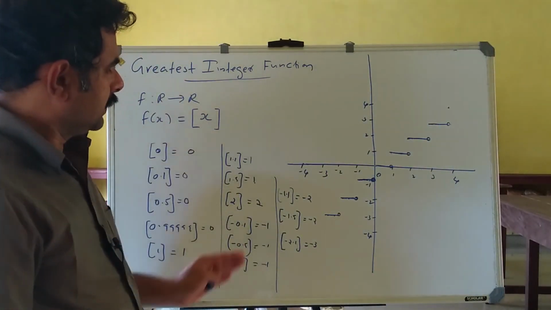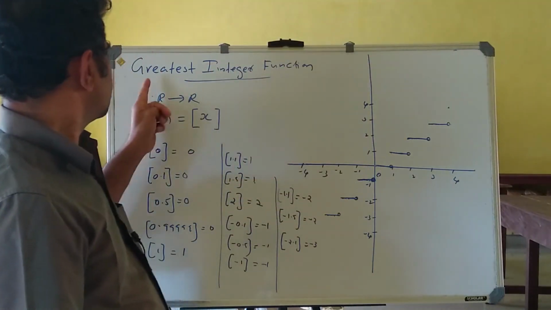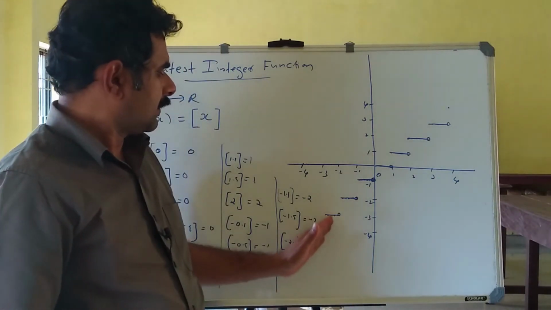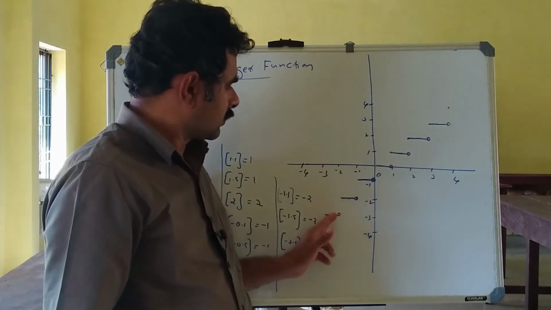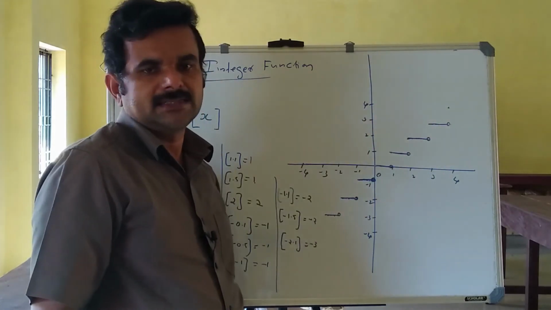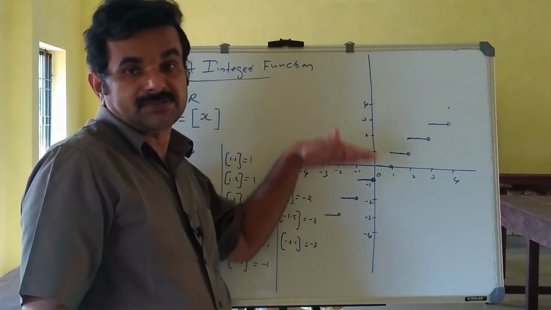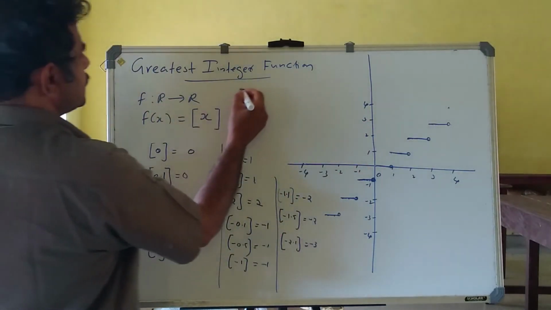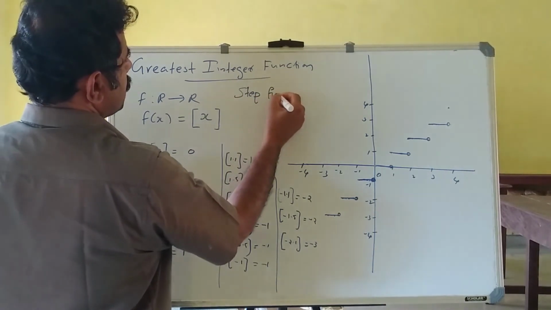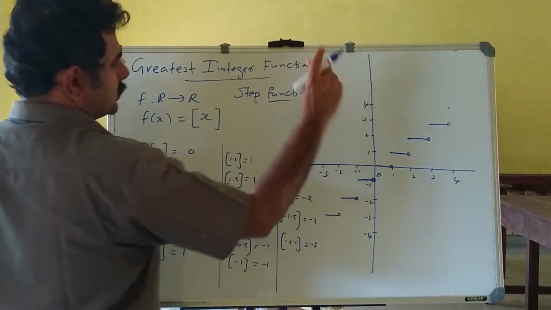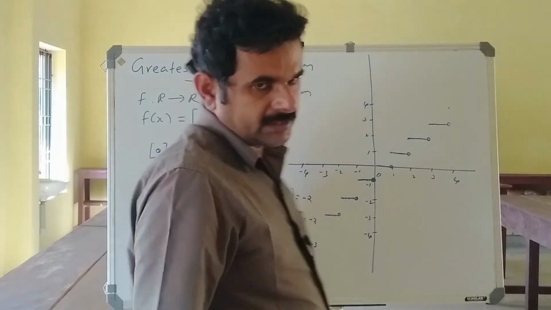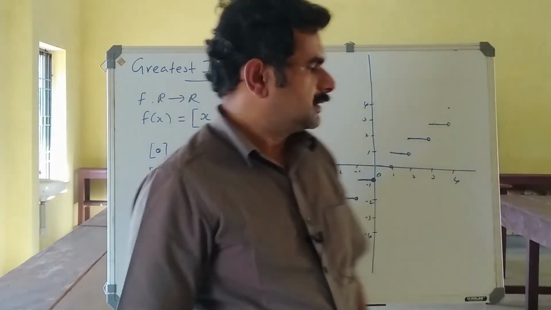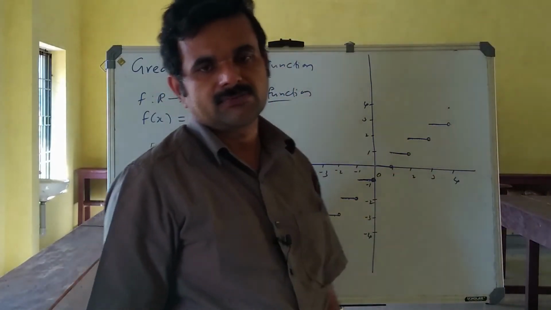Okay. This is the graph of the greatest integer value function. What about this graph or these piecewise straight lines? It is looking like steps, isn't it? Steps. Therefore, this function is also known as the step function. So the greatest integer value function is also called the step function. So, that is all about graphs of various functions.